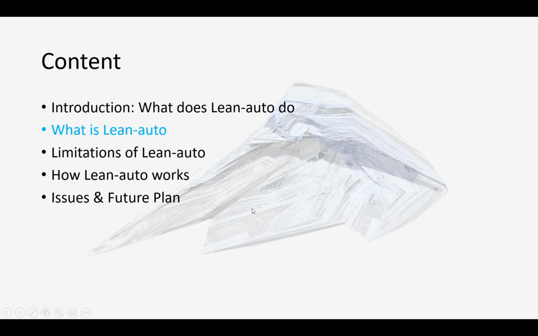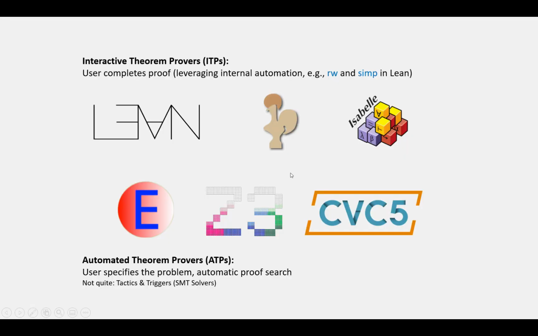So what is LeanAuto? We know that there are two types of theorem provers: interactive theorem provers or ITPs, and automated theorem provers or ATPs. For ITPs, the user completes the proof with the help of internal automation. For ATPs, the user only needs to specify the problem, and the prover will try to complete the proof automatically.